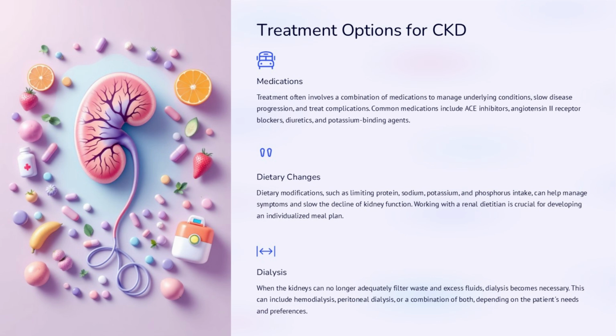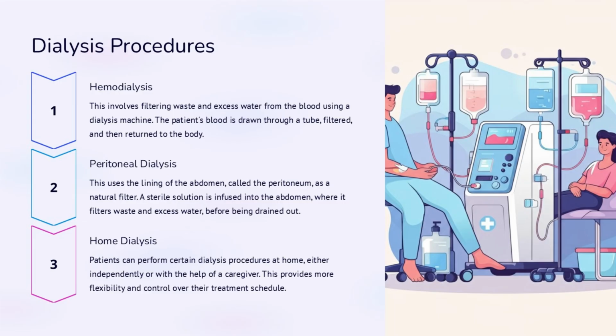When the kidneys can no longer adequately filter waste and fluids, dialysis becomes necessary. This can include hemodialysis, peritoneal dialysis, or a combination. The treatment approach is tailored to the individual patient's needs and preferences. Dialysis is a vital treatment for people with kidney failure, helping to filter waste and excess water from the blood.